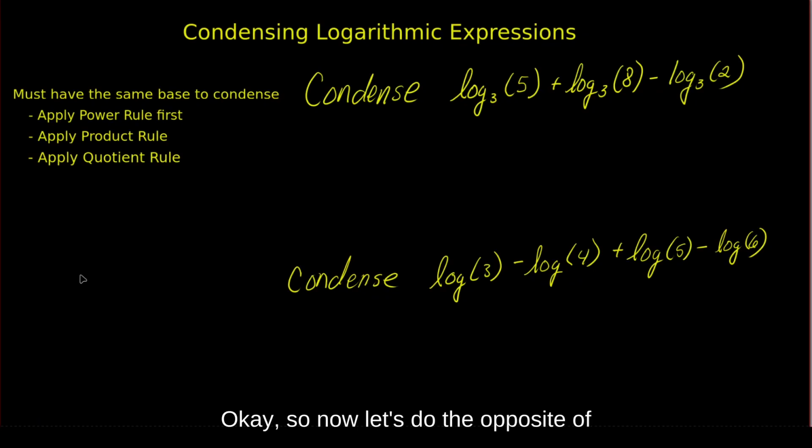Okay, so now let's do the opposite of expansion. Let's condense some logarithmic expressions. All right, so let's try the power rule first, then the product rule, then the quotient rule. That's kind of the way a lot of people do it.